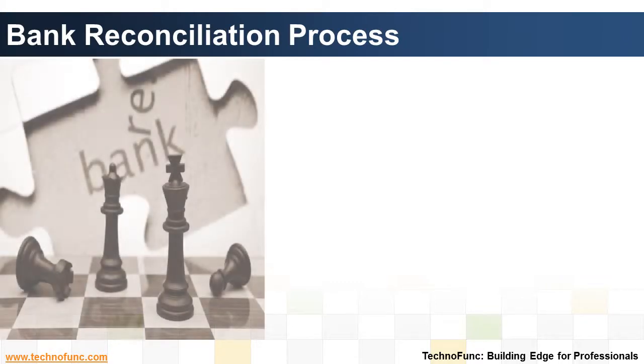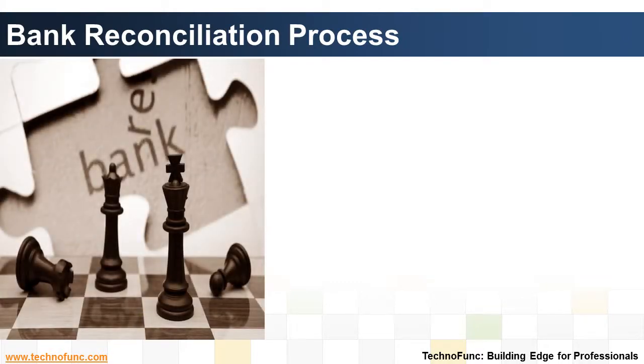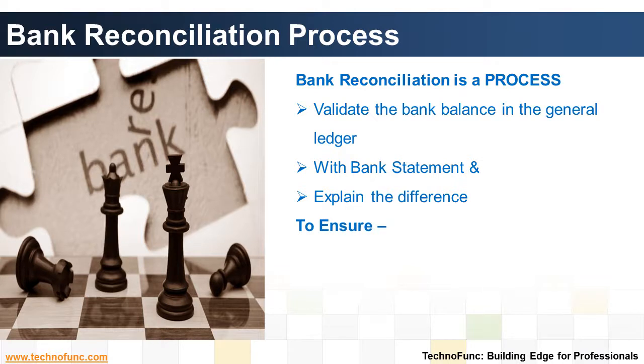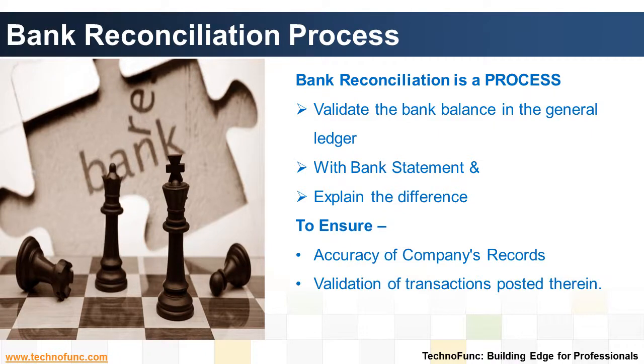Bank reconciliation process. Bank reconciliation process is targeted to validate the bank balance in the general ledger and explain the difference between the bank balance shown in an organization's bank statement as supplied by the bank and the corresponding amount shown in the organization's own accounting records at a particular point in time. This process is performed by a company to ensure that the company's records are correct with the bank's records and to ensure timeliness, accuracy and validation of transactions posted therein.